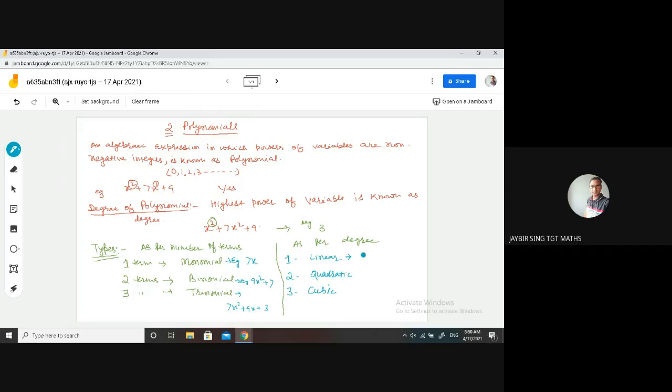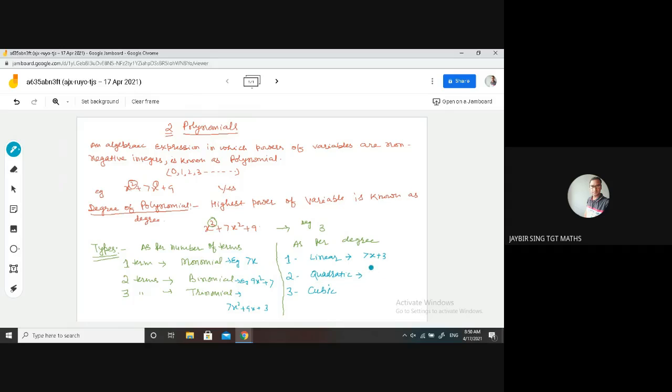Now a linear polynomial should have degree 1, means the highest power of the variable must be 1. So I can write anything like 7x plus 3. No need to get confused. These two are different things. Monomial and linear polynomial may be the same sometimes. See, if you write monomial 7x, you can write linear polynomial 7x, no problem.